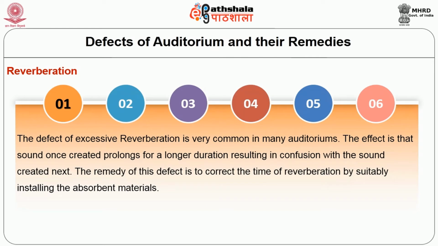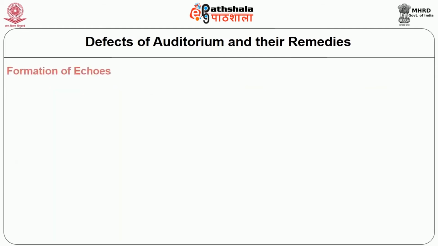Reverberation. The defect of excessive reverberation is very common in many auditoriums. The effect is that sound once created prolongs for a longer duration, resulting in confusion with the sound created next. The remedy for this defect is to correct the time of reverberation by suitably installing absorbent materials.